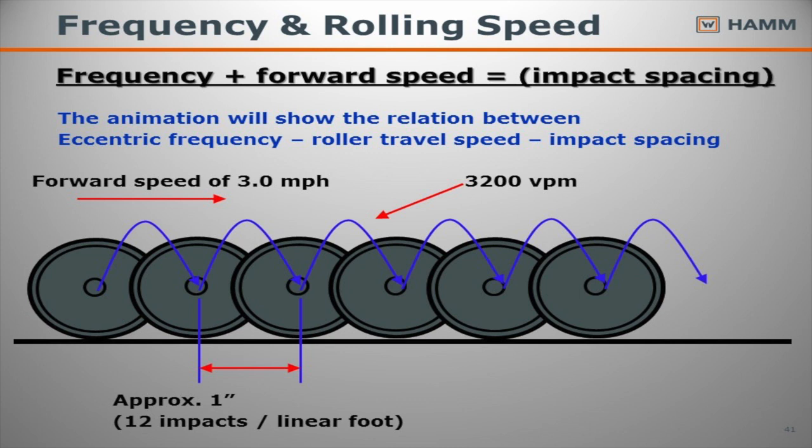We're going to take a roller, we're going to set it up at 3 miles per hour. We're going to set up what we call VPM, vibrations per minute, and it's going to be set at 3,200 VPM. As I'm moving forward, I get a certain distance in between those spaces. That's called my impact spacing. Well, it's telling me approximately every space is 1 inch, and so in 1 foot, I got 12 impacts per foot. It's a key word, 12 impacts per foot.